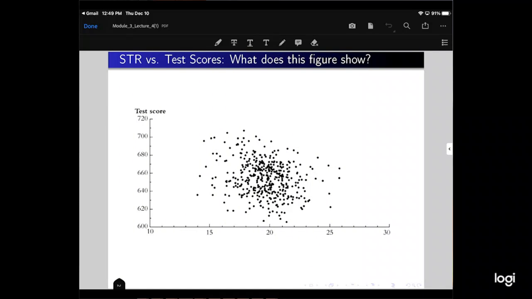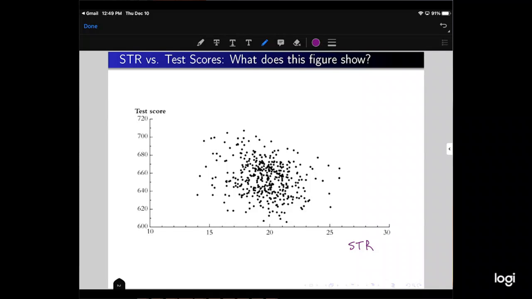So they give us a plot of student-teacher ratios on the x-axis versus test scores. And so we're supposed to find whether or not there's a relationship between these two variables. They've given us a scatter plot. What does this figure show? Is there correlation between these two things? It's hard to tell from this scatter plot.